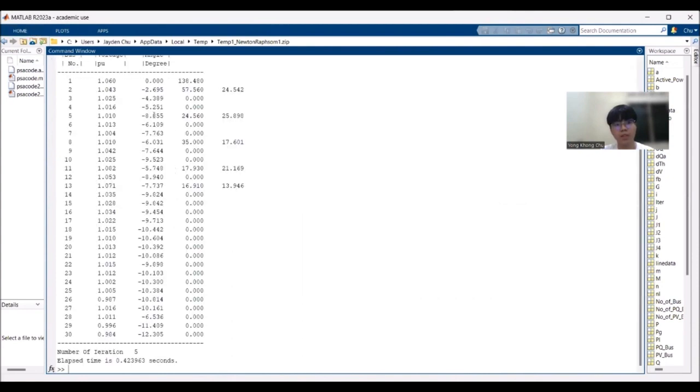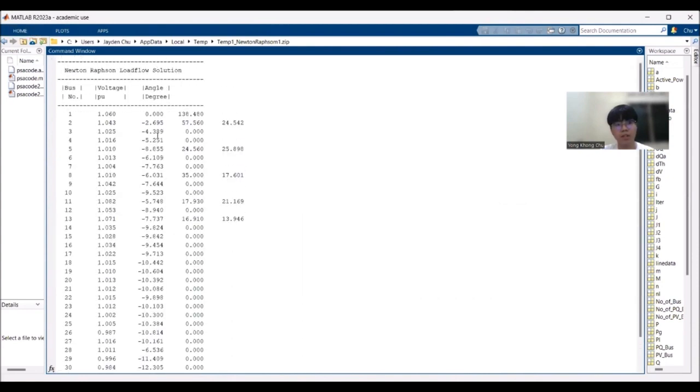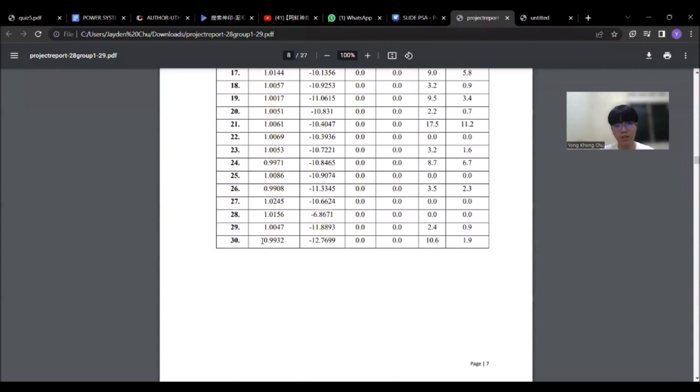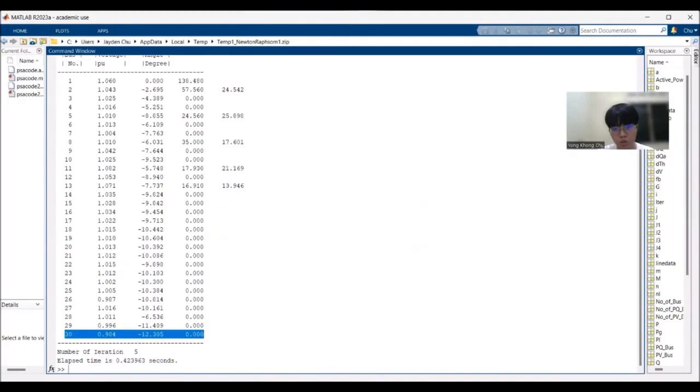This is the Newton-Raphson load flow solution. As a reference, we set bus number 30. So we get 0.984 per unit compared to the original result of 0.9932. So it's similar, and we will start our analysis with a 100% increment of the load.